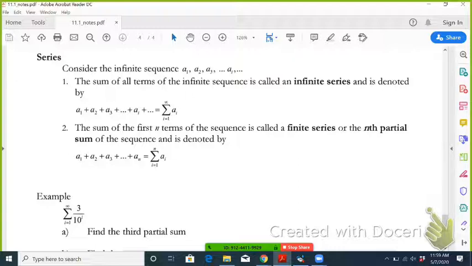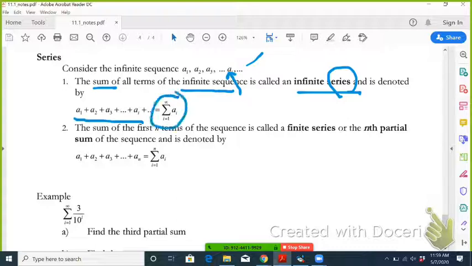So we looked at infinite and finite sequences. So just some vocab here. Consider the infinite sequence: a sub 1, a sub 2, a sub 3, all the way to a sub i. The sum of all the terms of the infinite sequence is called an infinite series. Series implies sum. Sequence is just all those numbers in order. It's denoted by this here. You can write it out with a dot dot dot to the last term, or use summation notation, and notice there's an infinity symbol on top. That's how we find an infinite sum.